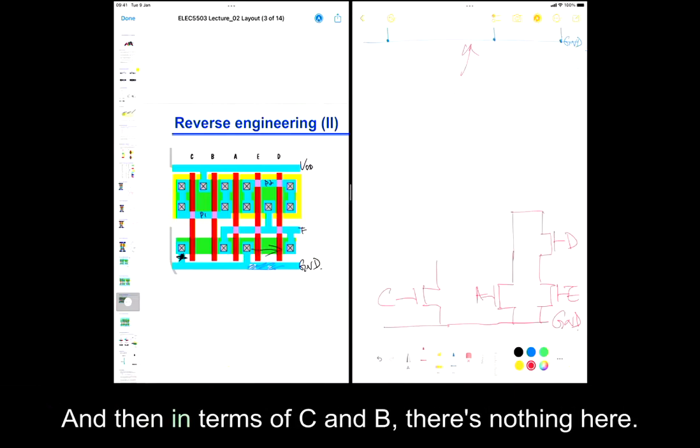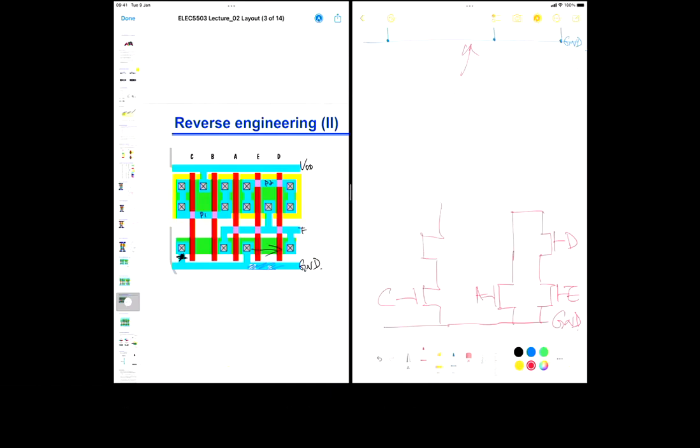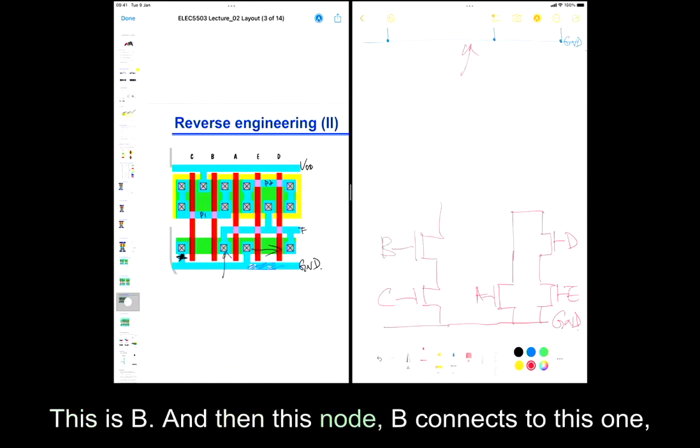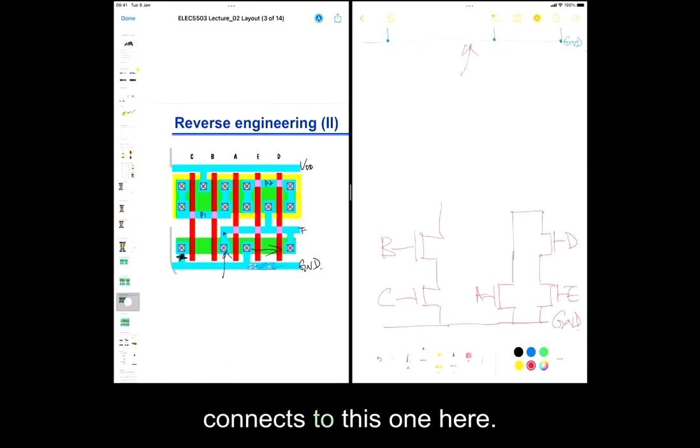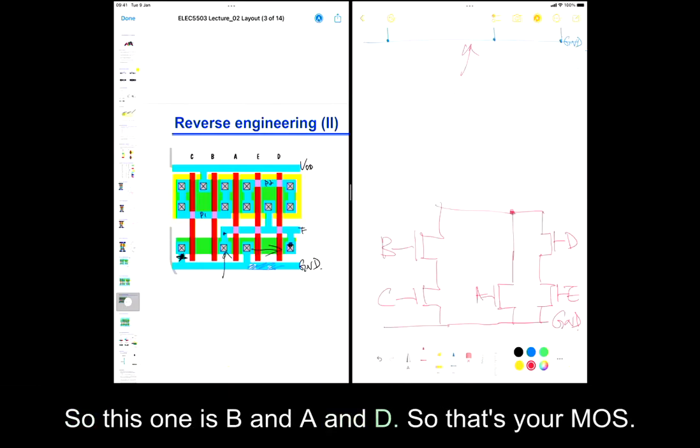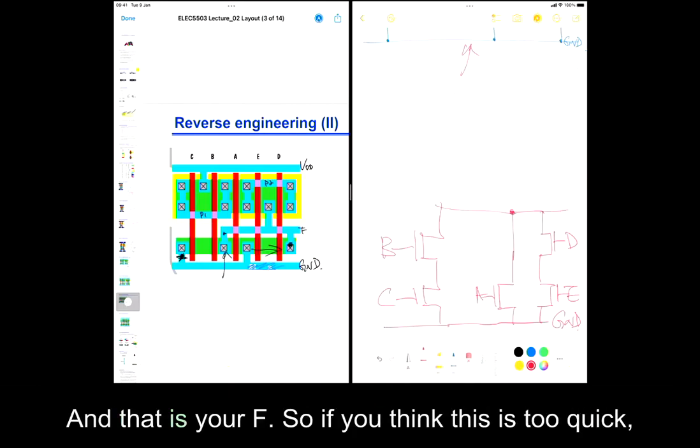All right. And then in terms of C and B, there's nothing here. This is B, and then this node B connects to this one, connects to this one here, right? So this one is B and A and D. All right. So that's your NMOS, and that is your F.